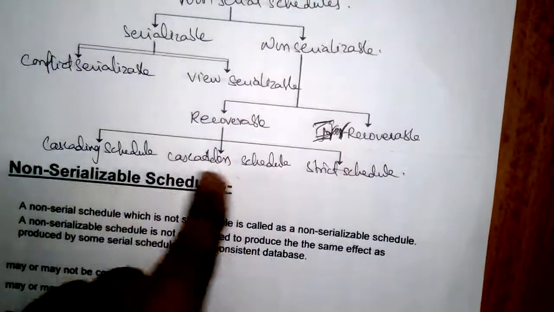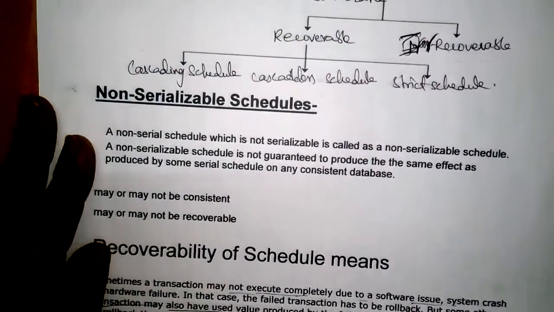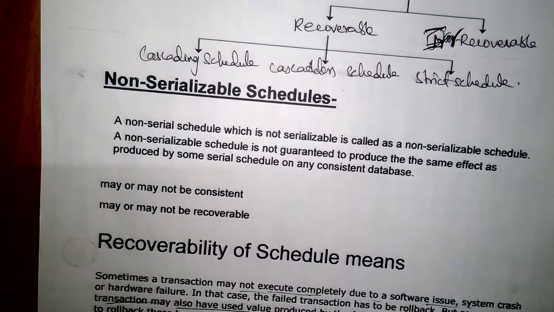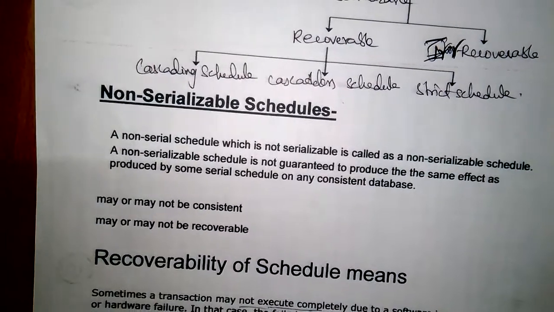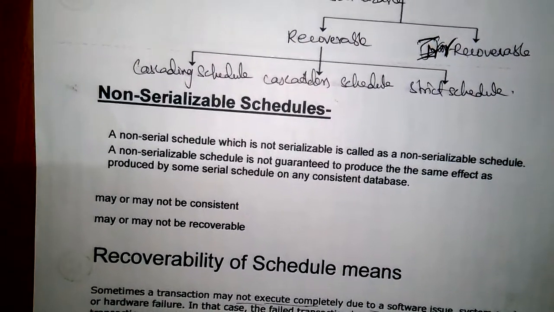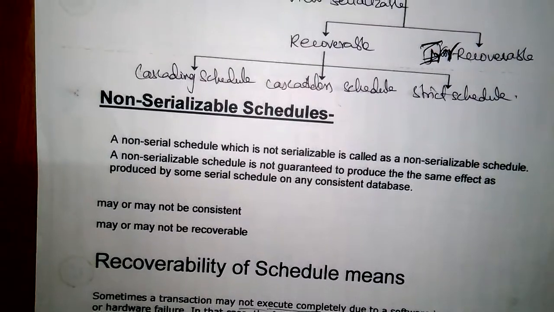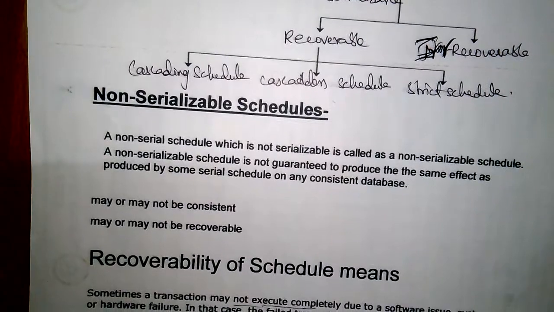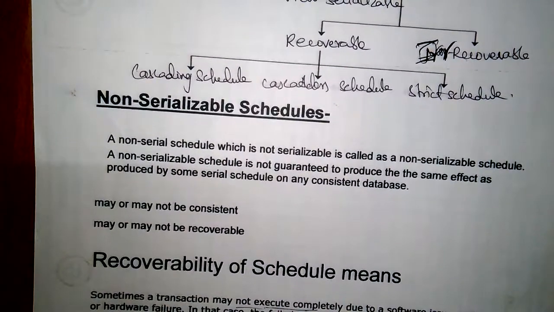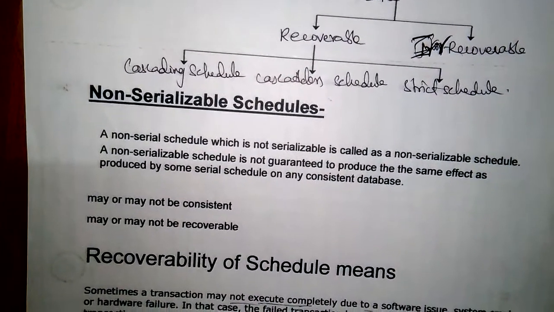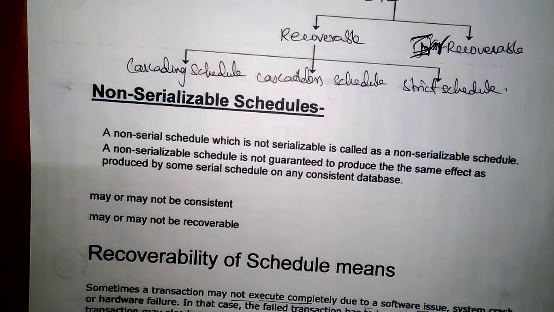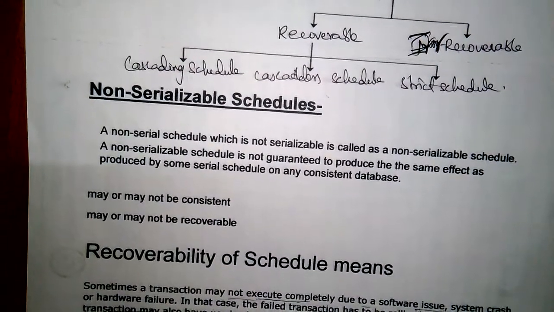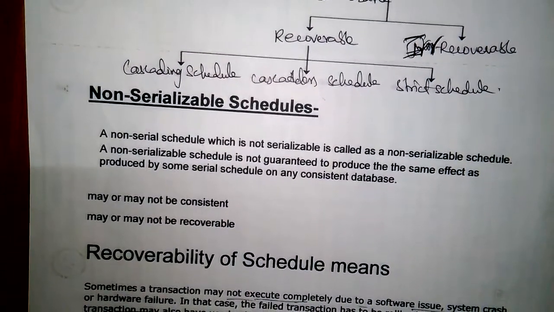types of non-serializable schedule. So, what is a non-serializable schedule? A non-serial schedule which is not serializable is called a non-serializable schedule. That means, see, a non-serial schedule can be a serializable schedule if it is equivalent to its serial schedule. That means a non-serial schedule which leaves a database in a consistent state same as a serial schedule, then we call it a serializable schedule.